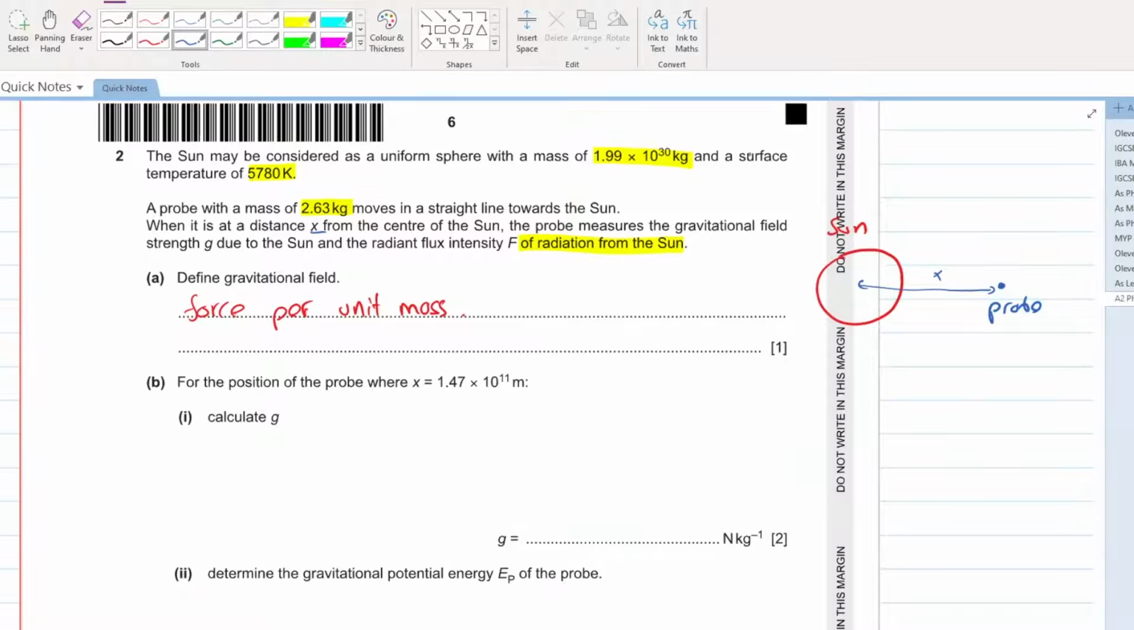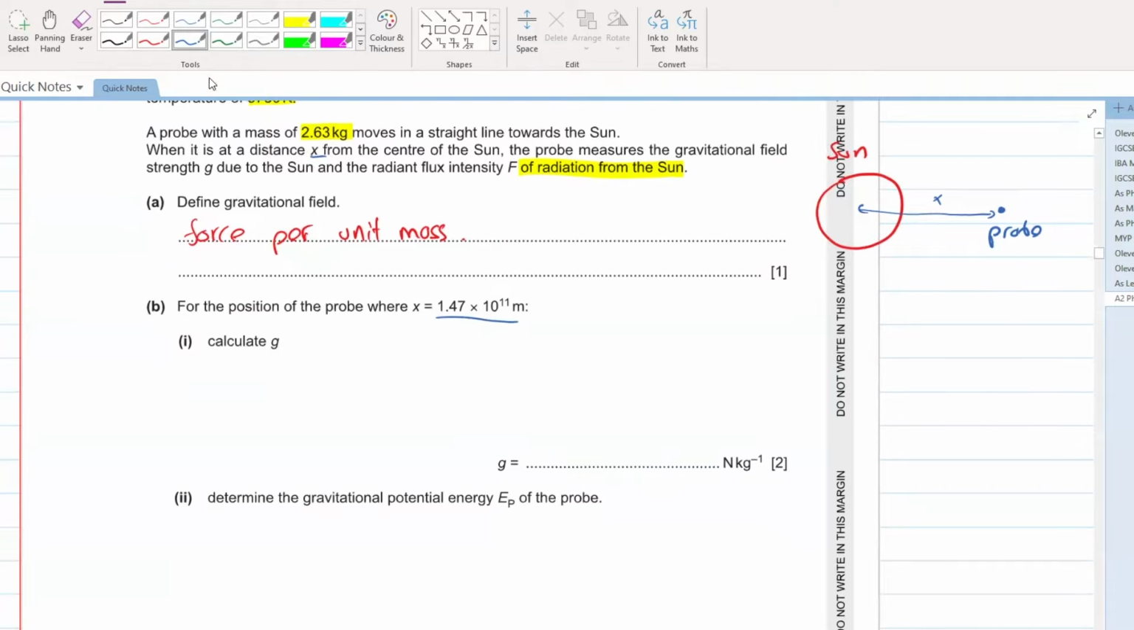Okay. For the position of the probe when x is 1.7 into 10 raised to the power of 11, calculate g. How can we do that? g is the formula of what? Capital G, capital M divided by R square. What is the value of capital G? 6.67 into 10 raised to the power of minus 11.